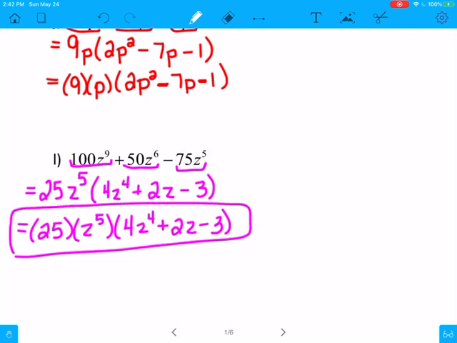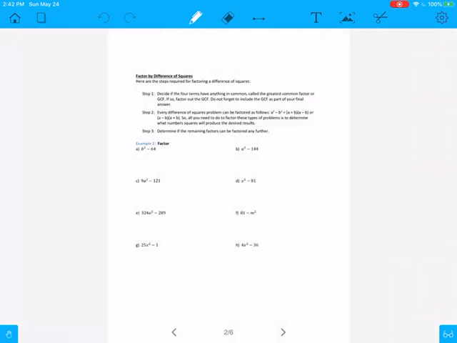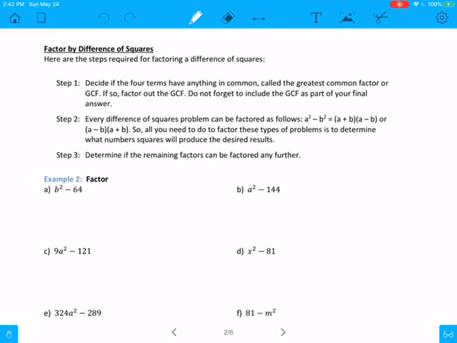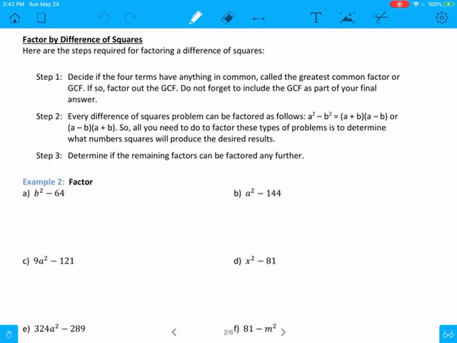Okay, so that's mainly taking out GCFs, or greatest common factors. The next step is factor by difference of squares. So we already looked at one example of that. We're just going to look at a whole bunch more.